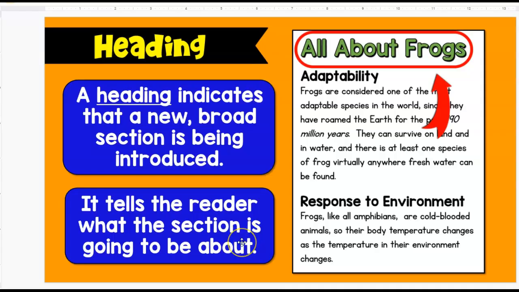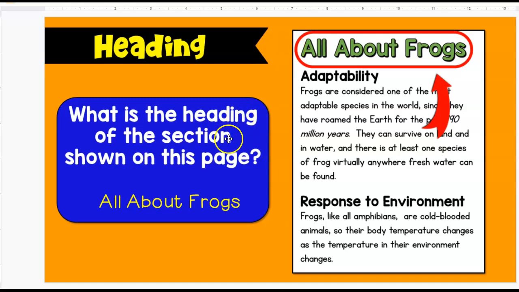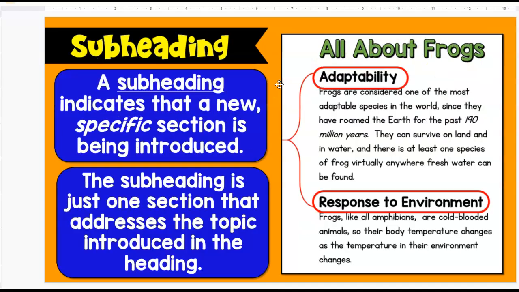It tells the reader what the section is going to be about. So if you look at our example over here, all about frogs. So our broad heading is all about frogs. Now, what is the heading of the section shown on this page? Well, it's right up here, all about frogs. Then we have these little words down below, and that's what we're going to look into next. But know that the heading is going to be a very broad subject.